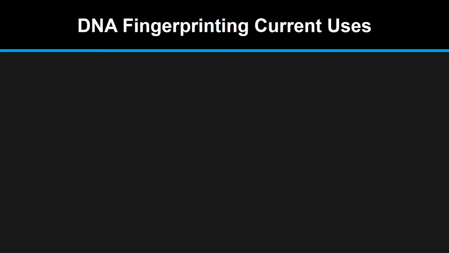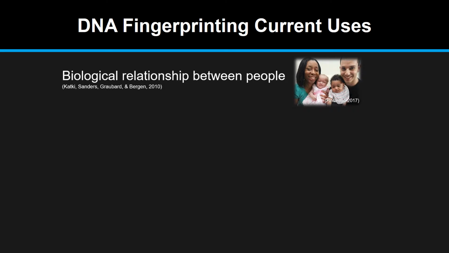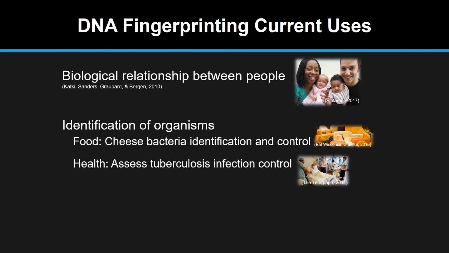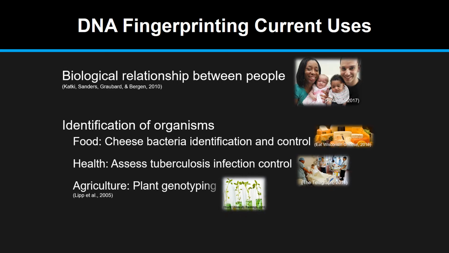Now we will briefly talk about where DNA fingerprinting is used and a little more deeply about how it works. DNA fingerprinting is a technique that can be used to investigate biological relationships between people, to identify organisms like bacterial strains in cheese, infection control, and plant genotyping, just to name a few. And also to help solve crimes, which is the focus in this presentation.